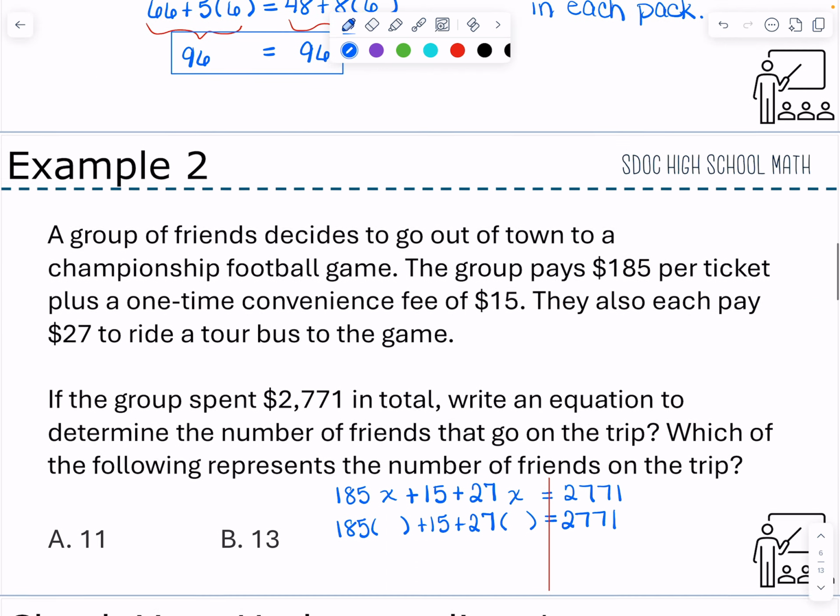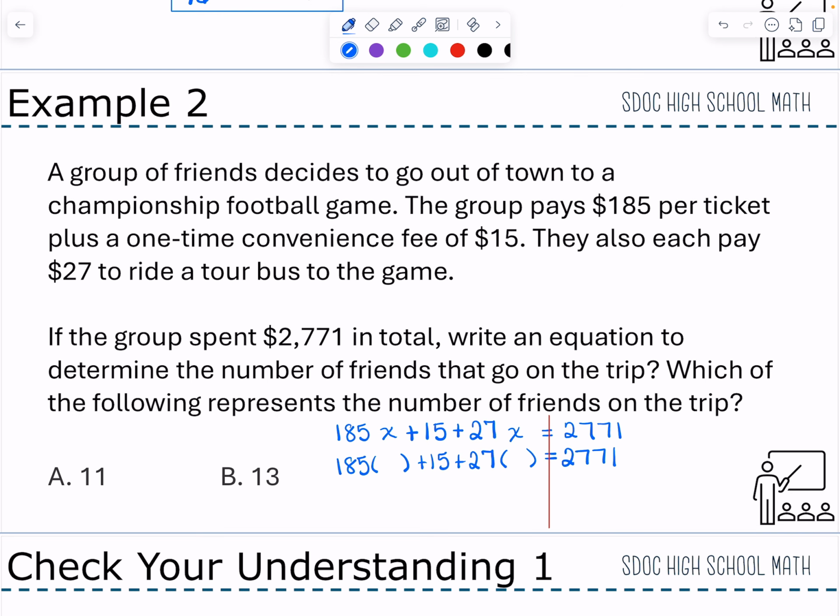Now to make this video just a little bit faster, I've gone ahead and written down my equations already, okay? But I'm still going to do my 3 reads because I want to make sure that I practice that. So I'm going to write down R, R, and R to make sure that I read it 3 times. The first time is just to read it. A group of friends decides to go out of town to a championship football game. The group pays $185 per ticket, plus a one-time convenience fee of $15. They also each paid $27 to ride the tour bus to the game.